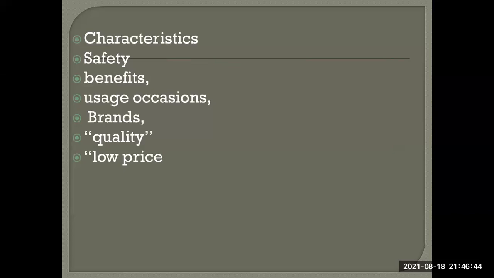Now in usage occasions, I have given the example of Cadbury, where customers would like to give Cadbury sweets as gifts to their relatives in the festive season. And for safety, I have given the example of Volvo.